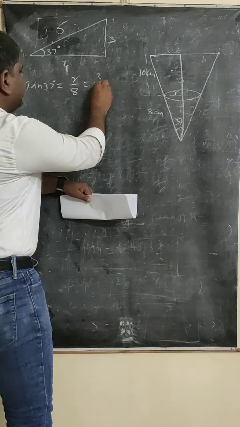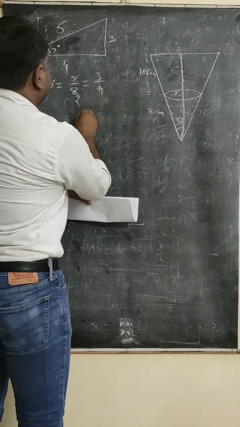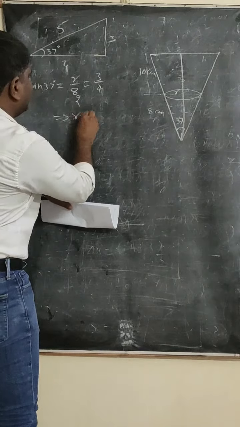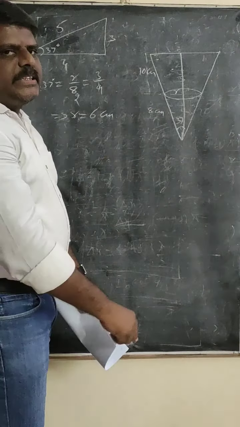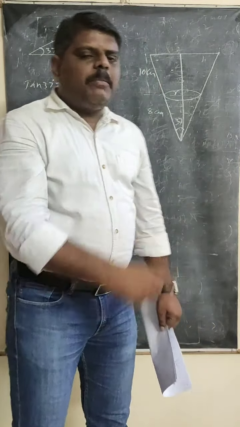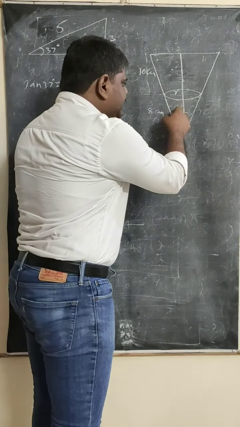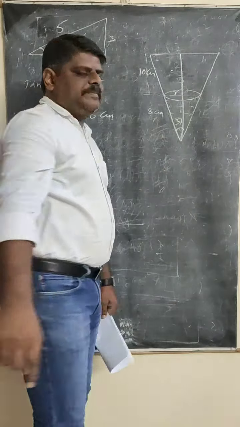What is going to be cancelled here? 4 twos are 8, so small r is equal to 2 threes are 6 centimeters. This is the radius we are taking. In the problem, what is being asked is how much force is applied by the water on the kerosene.